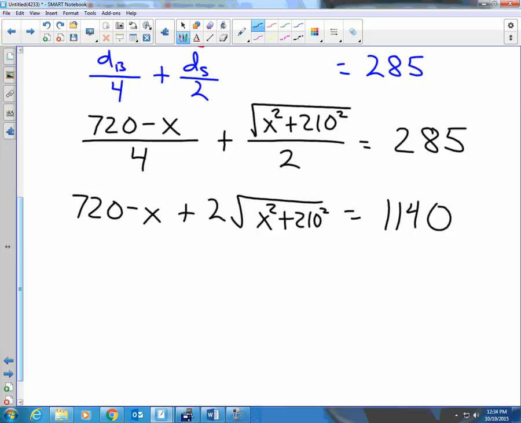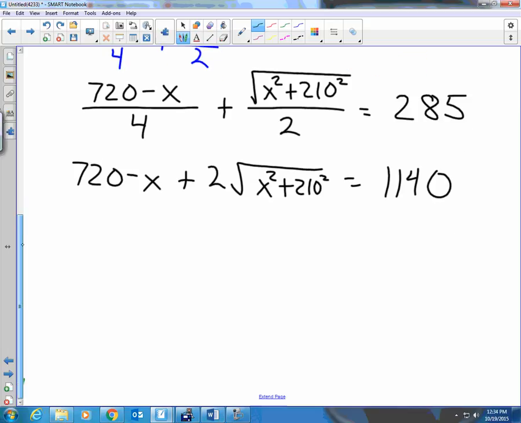Because I want to get rid of the fraction. So if I multiply this top through by 4, the bottom will go away. 4 over 2 gives me 2 on top. And 4 times 285 gives me 1140. Multiplied everything through by 4 over 1. Now I got to get rid of the square root. How do I get rid of the square root?